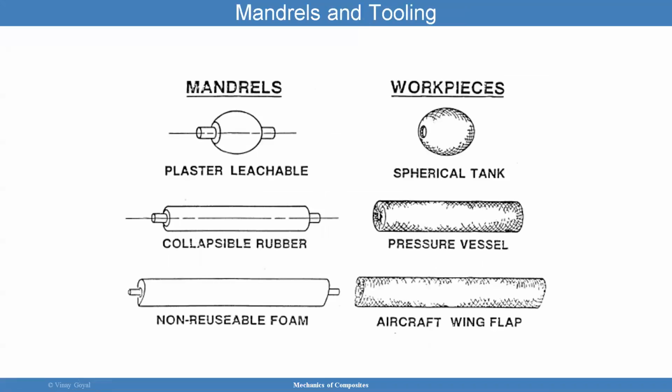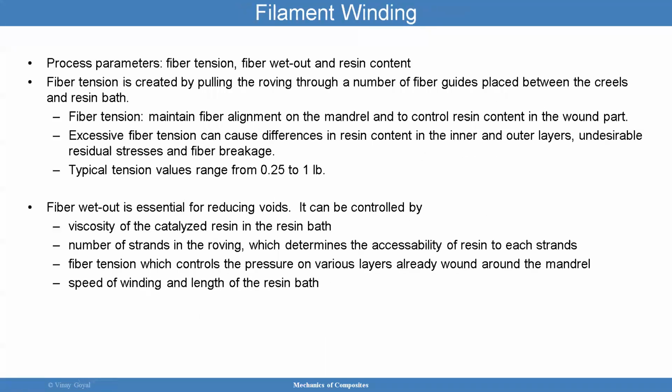So mandrels and tooling, I already talked about plaster, collapsible, non-reusable foam. And these are the applications where you can use them: spherical tank, pressure vessel, aircraft wing and flap. In filament winding, the process parameters are going to be the fiber tension, the fiber wear out, and resin content.